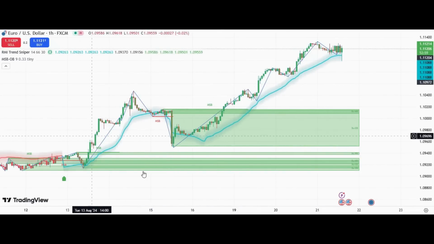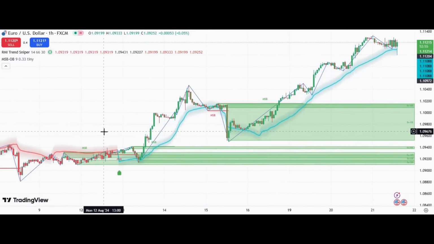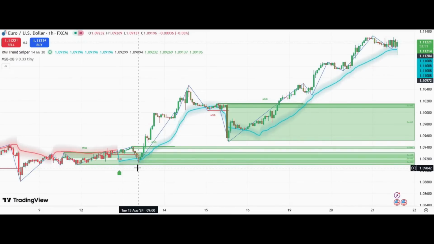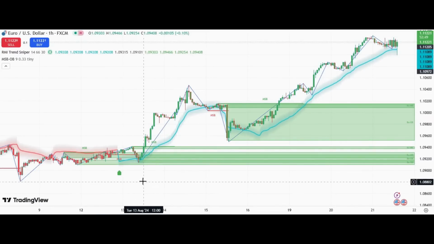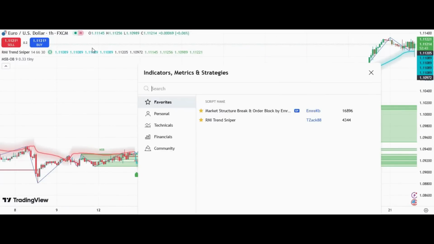And if you are able to understand this indicator, it will be really a good advantage for you to understand how to go about trading the market in a profitable manner. The first indicator which we'll be looking at: just quickly go to here and search for RMI Trend Sniper.